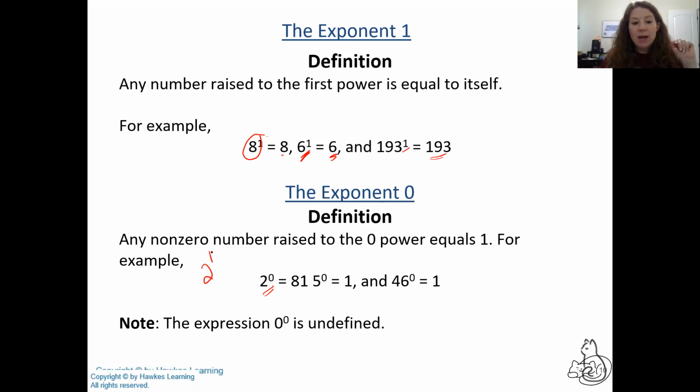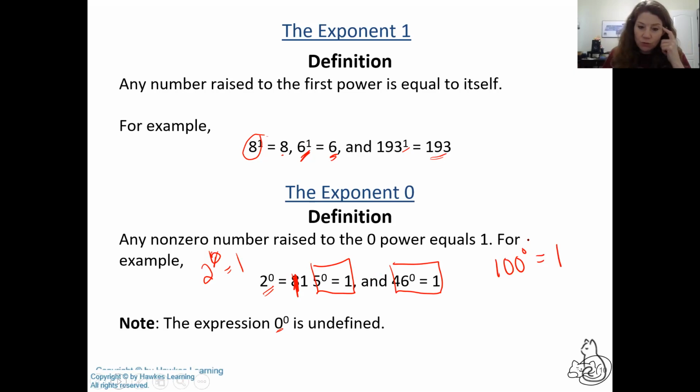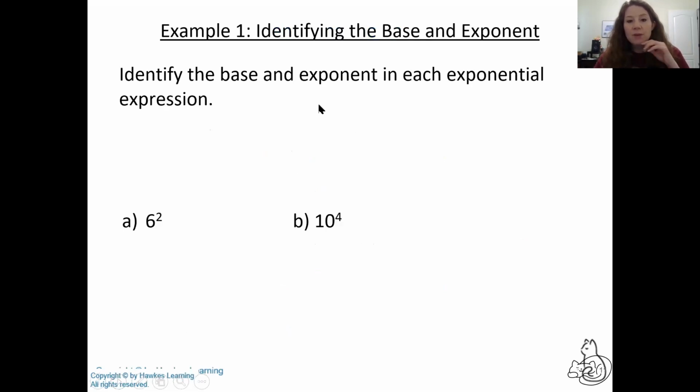So 2 to the 0 power is equal to, I don't know what this means. This is a typo. 2 to the 0 power is 1. 5 to the 0 power is 1. 46 to the 0 power is 1. The only thing that's undefined is if you have 0 to the 0 power. But you can even put it in your calculator. You can put 100 to the 0 power is equal to 1. So that is just a rule that you're going to have to memorize, and we're going to use in this section.